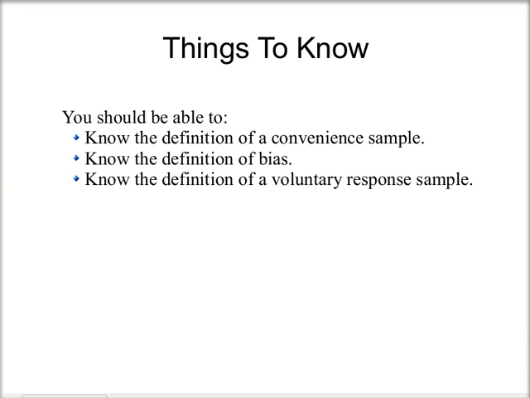So things you should know for this section. You should know the definitions of a convenience sample, of bias, and of a voluntary response sample. And you should be able to identify if a sample has any of these problems.